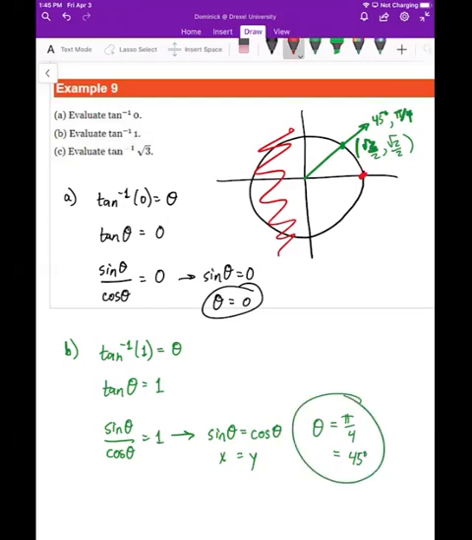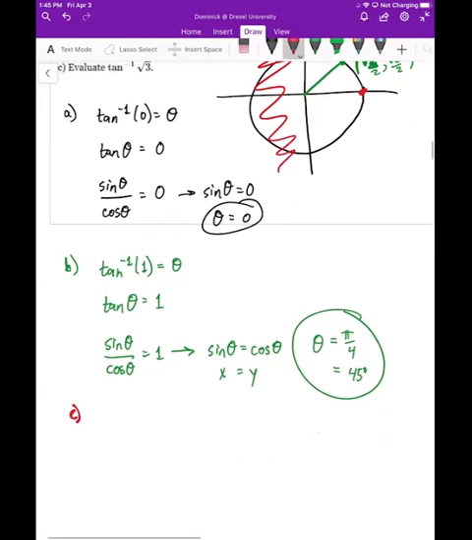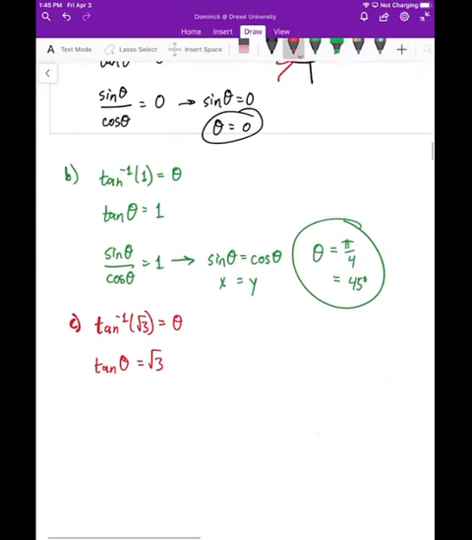Now in part C, we want to find the inverse tangent of square root of 3. This means I want to find an angle whose tangent is square root of 3. So I want to solve when sine over cosine is equal to square root of 3. For this one, we'll use a little bit different technique. In the last one, it's easy to see where sine and cosine are equal, but in this case, we have sine is equal to square root of 3 cosine theta.